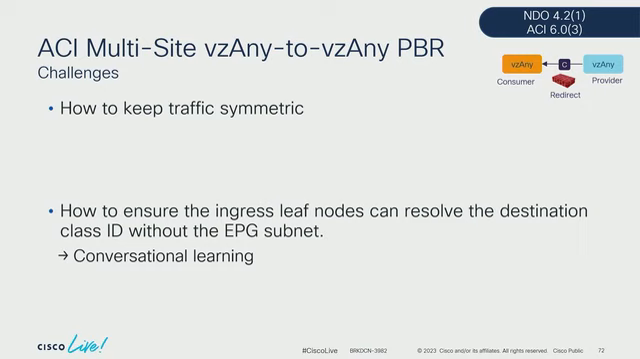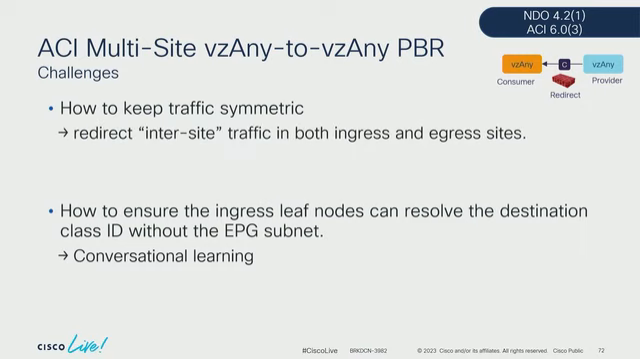But the first challenge, how to keep traffic symmetric, is actually more challenging, because in the case of VZNE to VZNE there is no notion of consumer-provider direction, since VZNE is both the consumer and the provider. So we came up with a new approach. Instead of redirecting once, if it's inter-site traffic, we insert a firewall in both sites, so that both firewalls see both traffic directions.